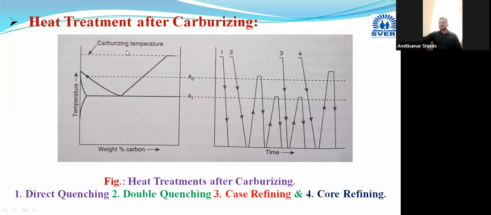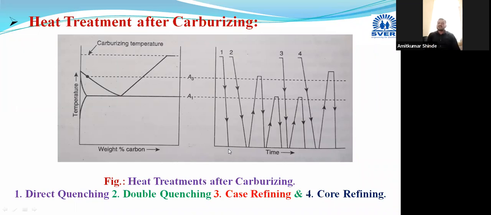Then from this carburizing temperature, after sufficient holding time, the component is collected. The first method is direct quenching. The component is directly collected and directly dipped or quenched into cold water. This is the first type, that is direct quenching.